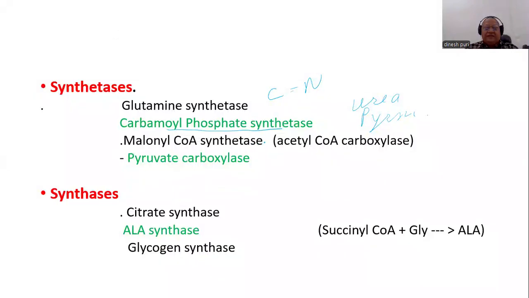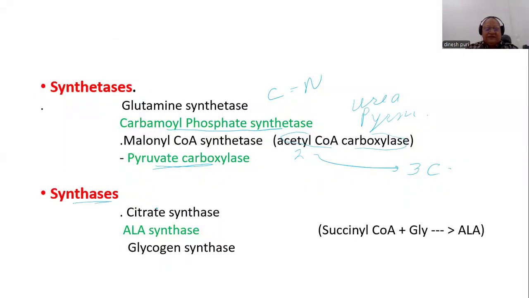Malonyl coenzyme A synthetase. It catalyzes conversion of 2-carbon acetyl coenzyme A to 3-carbon malonyl coenzyme A. The enzyme is commonly called acetyl coenzyme A carboxylase also. This also requires ATP. In fact, all other carboxylases you will come across later are synthetases because they require ATP. Pyruvate carboxylase, an anaerobic reaction. Find out what are anaerobic reactions.